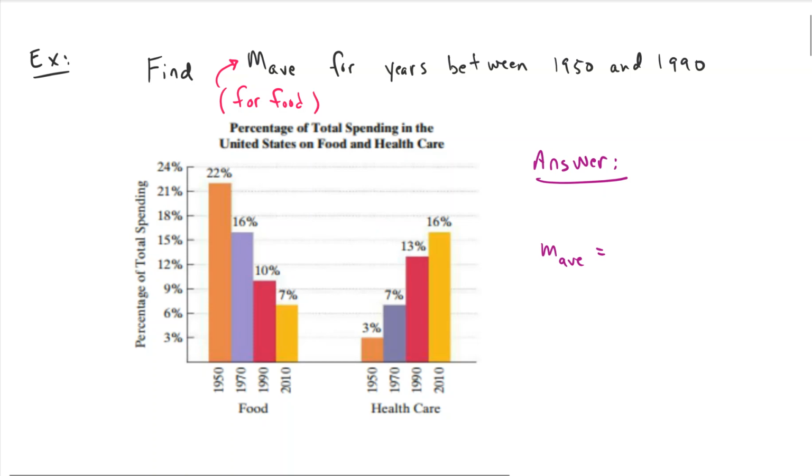So here's another pictorial problem. So a problem where you've got to look at a graph and then find the average rate of change. So we are specifically interested in the average rate of change of the food section. So that's just the left half of the graph. And we want to know the average rate of change between 1950 and 1990.